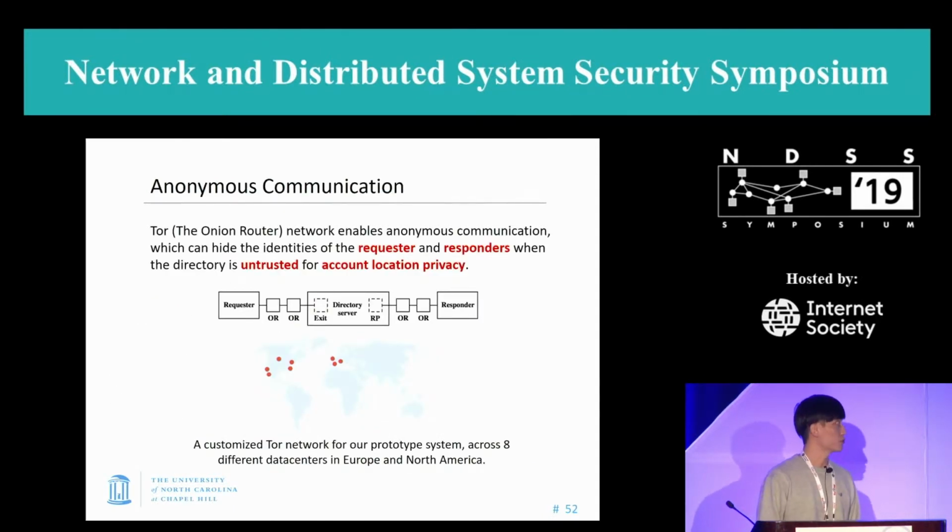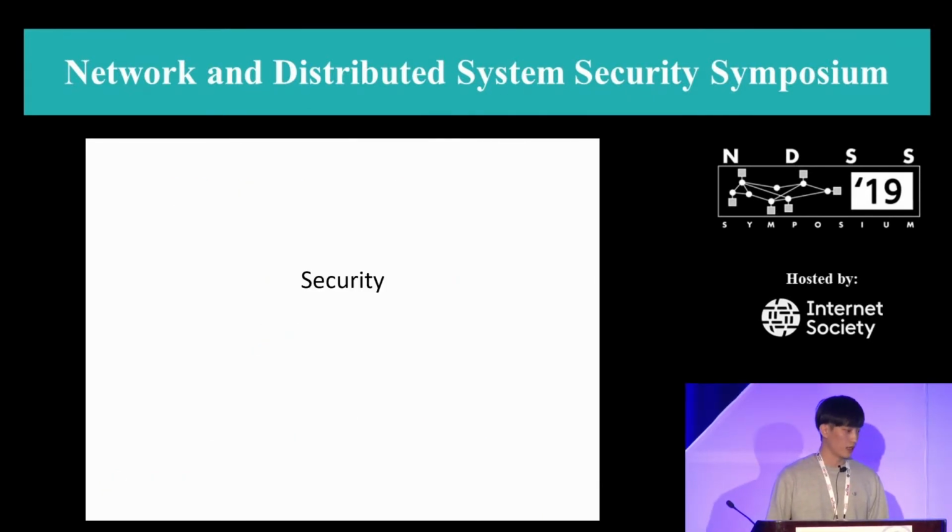Tor, the onion router network, enables anonymous communication. In our implementation, we set up a customized Tor network across 8 different data centers in Europe and North America to ensure account location privacy when the directory is not trusted. For security analysis, I will only talk about security against a malicious requester. And if you would like to learn more about our security analysis, please read our paper.